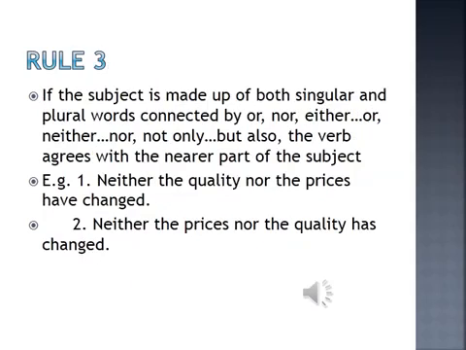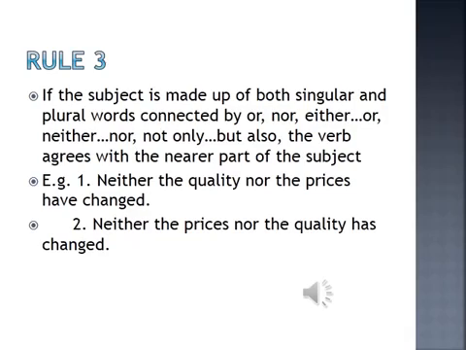Rule number 3 of spotting the errors. If the subject is made up of both singular and plural words connected by or, nor, either or, neither nor, not only but also, the verb agrees with the nearer part of the subject. For example, neither the quality nor the prices have changed. Neither the prices nor the quality has changed.